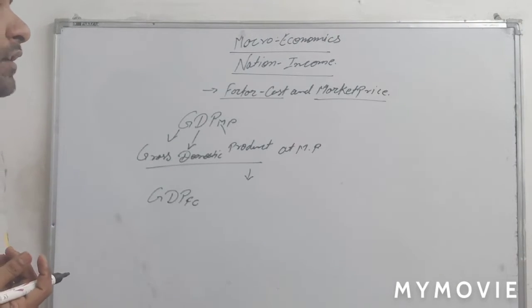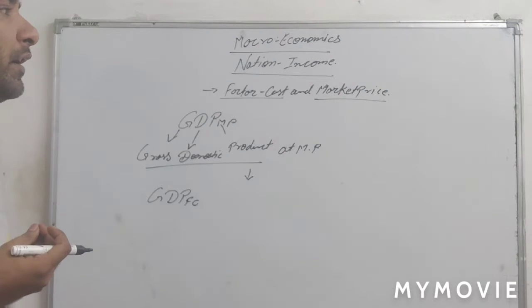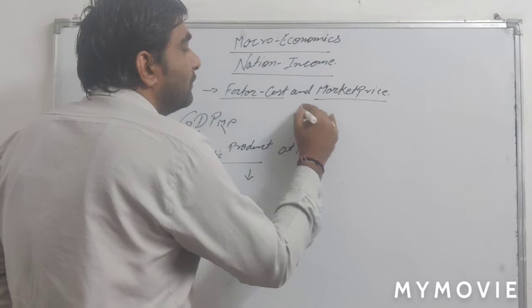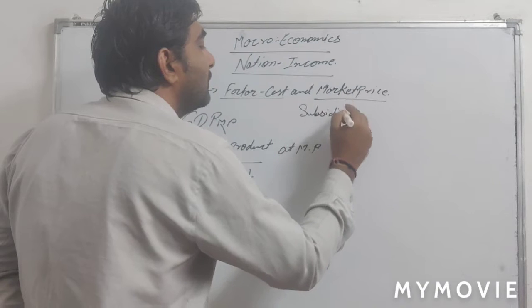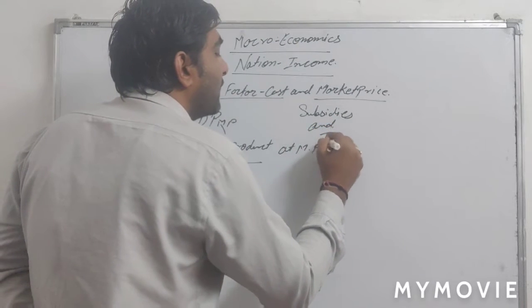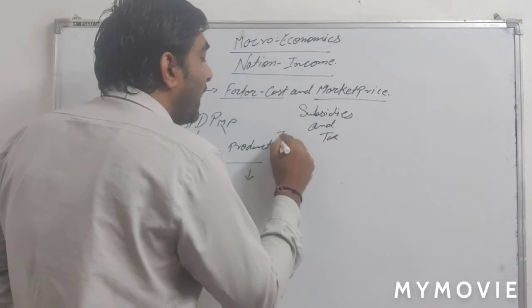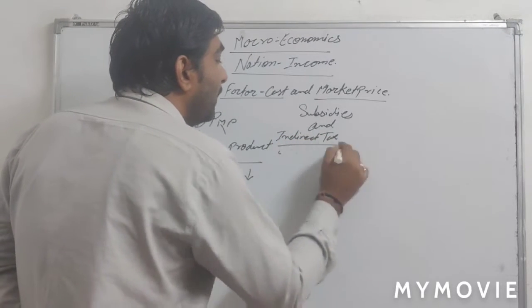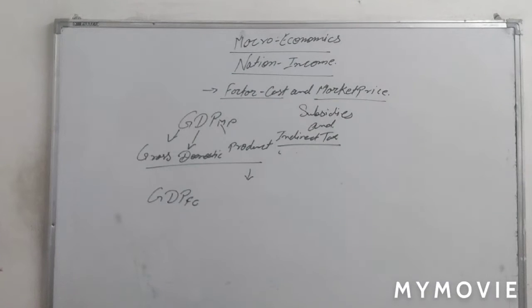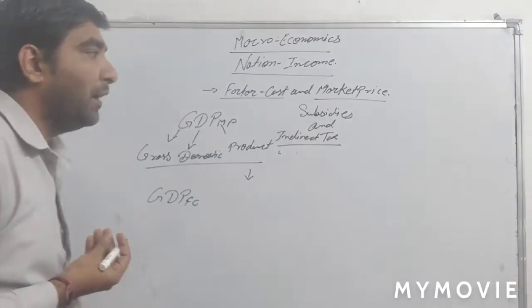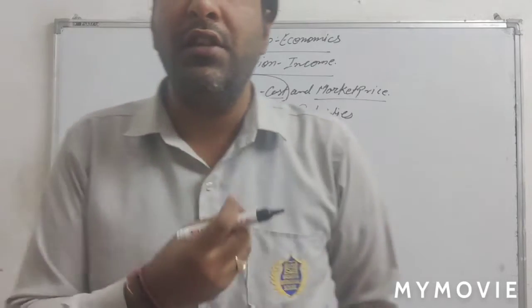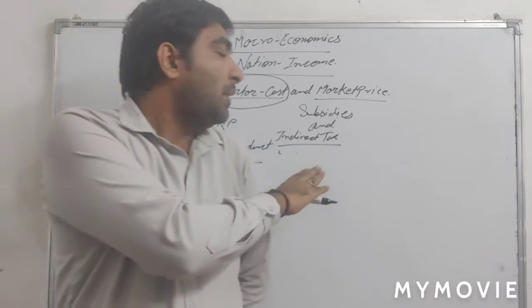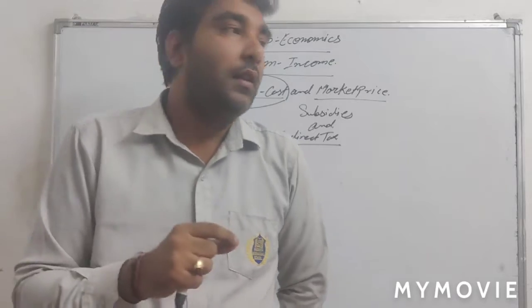Market price is the price where more things are included, like subsidies and taxes. What kind of taxes? All types of indirect taxes are included in the market price. Market price is the price when the producer sells their product in the market. The factor cost is the cost where taxation and subsidies are not included in this GDP.